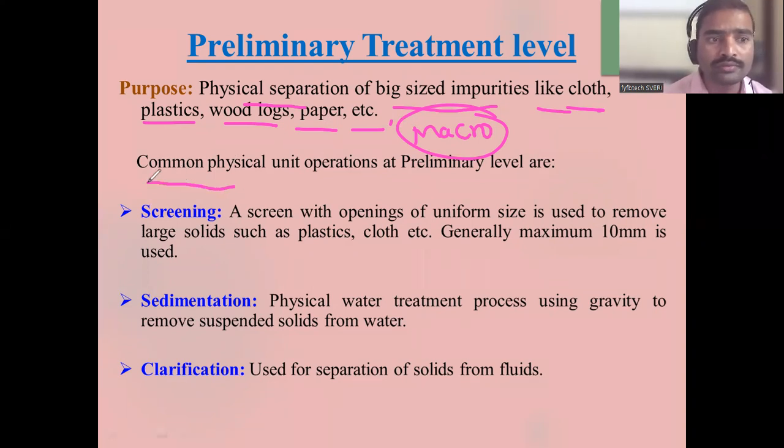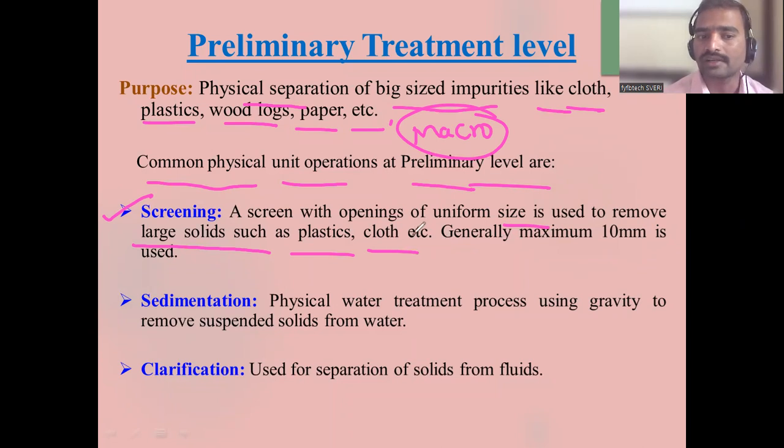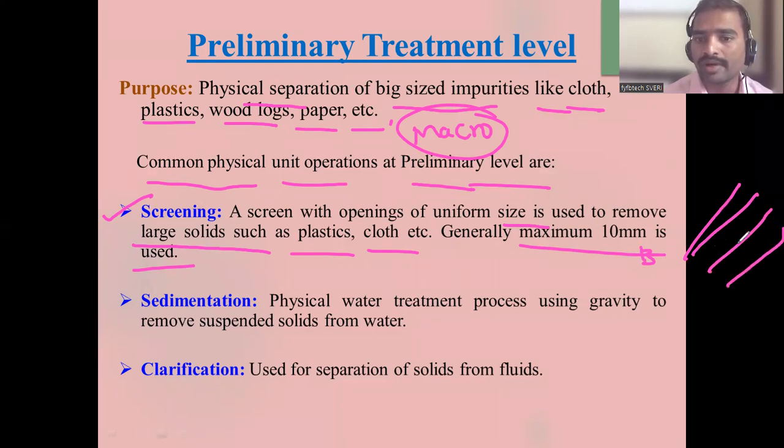The common physical units at the preliminary level: first one is screening. A screen with openings of uniform size is used to remove large solids such as plastic and cloth. Generally a maximum 10 mm bar is used in screening; the diameter of the bar is 10 mm.